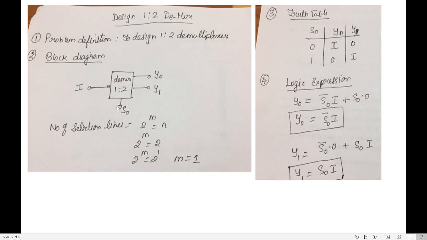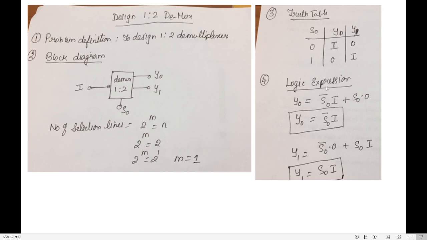The function of a demultiplexer is to forward the input to any one of the outputs. So if S0 is 0, I forward I to Y0. If S0 is 1, I forward I to Y1. That is why in the truth table, if S0 is 0, I forward the input to Y0, and Y1 will be 0. So I have written 0 here. If S0 is 1, I forward I to Y1, and Y0 will be 0. Y0 will be 0, Y1 will be I.